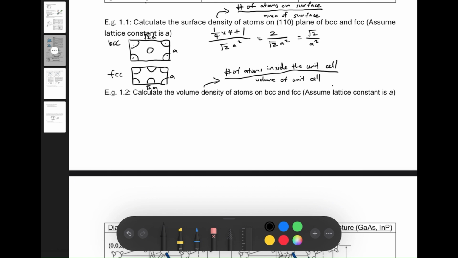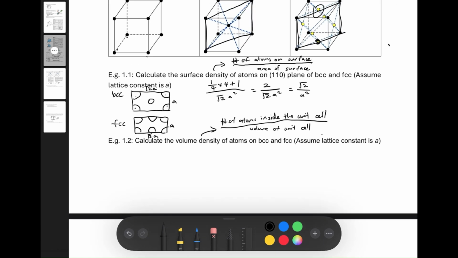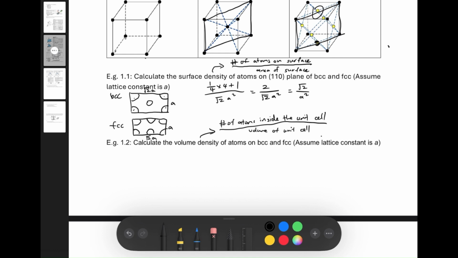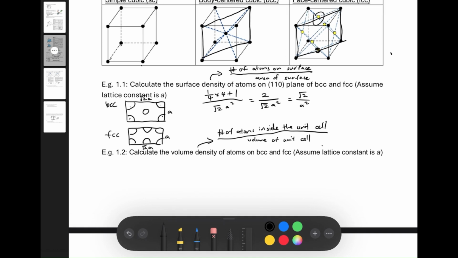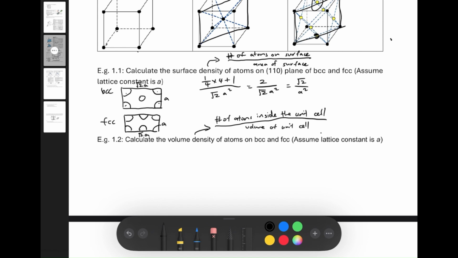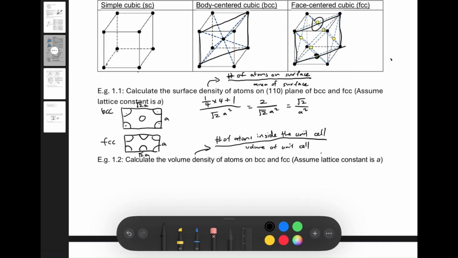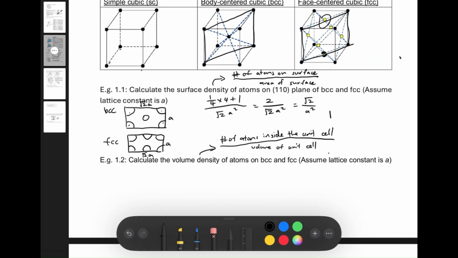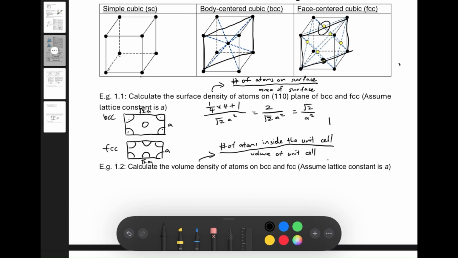Okay, let's look at example 1.2. Calculate the volume density of atoms on BCC and FCC. So, the volume density of atoms in BCC and FCC. How many atoms are inside the unit cell of BCC? If you look at this, there are 8. Okay, I'm just going to erase this first.